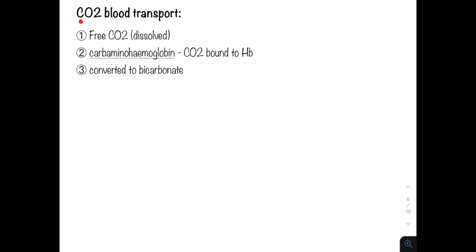Moving on to carbon dioxide. Now, carbon dioxide is transported in three forms. It can be free, so dissolved in the blood. It can be bound to hemoglobin, forming carbaminohemoglobin, or it can be converted into bicarbonate, HCO3-, within the red blood cells. And we will discuss this in detail in our respiratory series. Now, the first two forms account for 10%, whereas the conversion of carbon dioxide to bicarbonate accounts for 90%. And this really reflects on how red blood cells are involved in maintaining acid-base equilibrium. But again, we shall discuss this in our respiratory series.